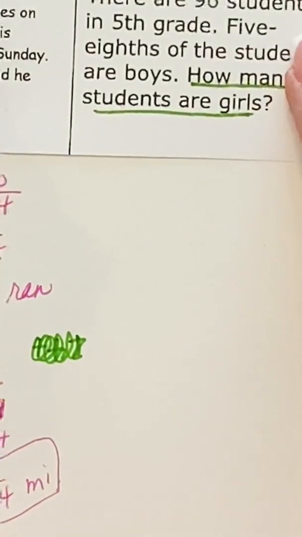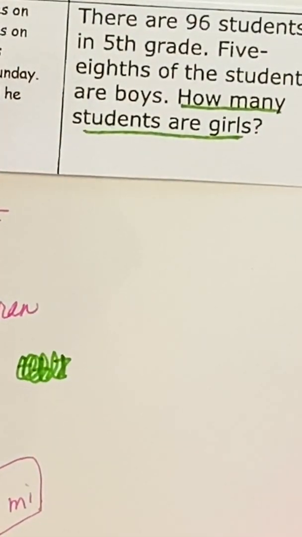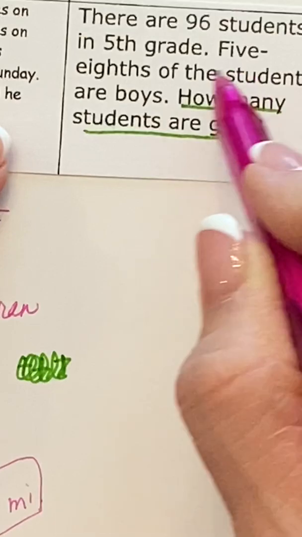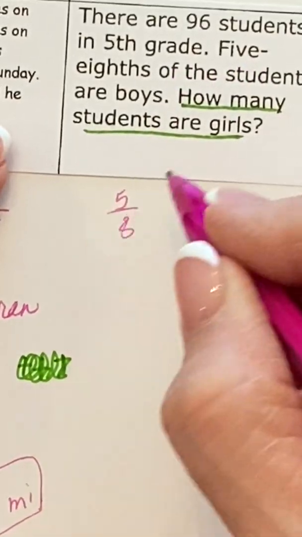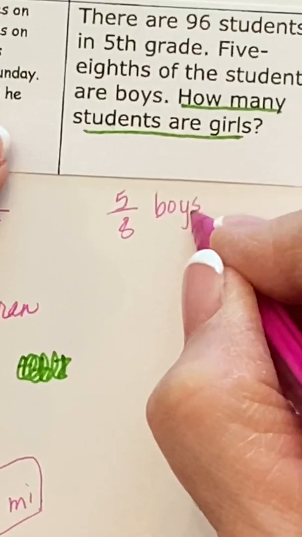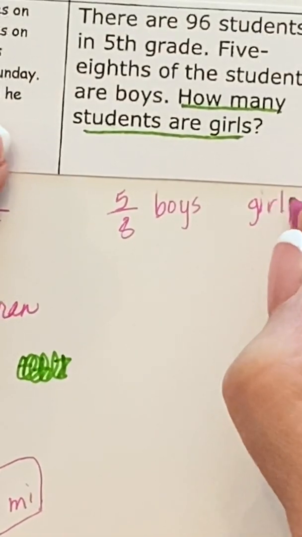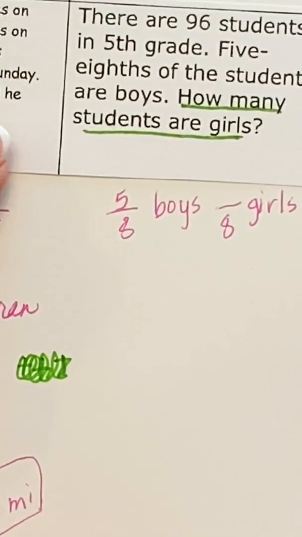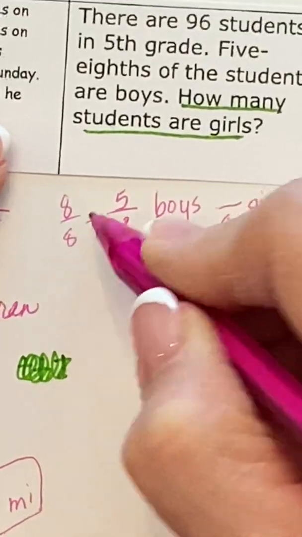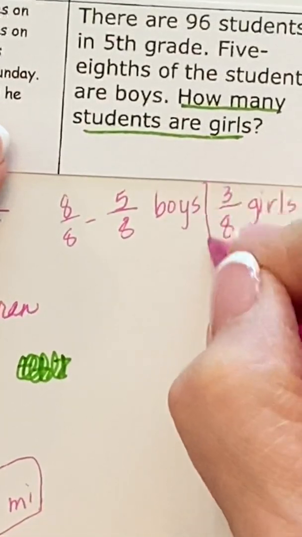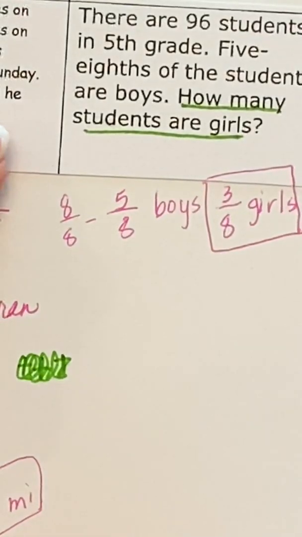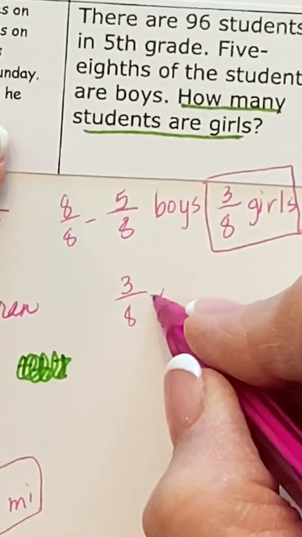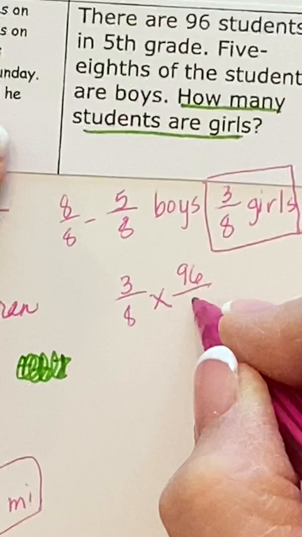There are 96 students in 5th grade. 5/8 of the students are boys. How many students are girls? Okay, so 5/8 are boys. So what fraction does that leave us to be girls? In other words, if the whole class was 8/8, what would 8/8 minus 5/8 be? Okay, it would be 3/8. But this is what I know. 3/8 of 96. Okay, 3/8 times 96 over 1.